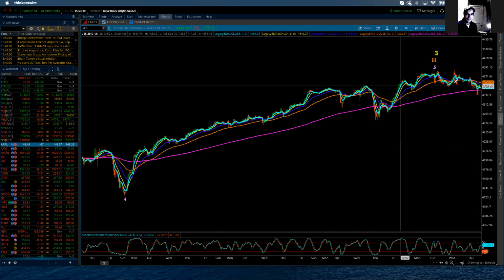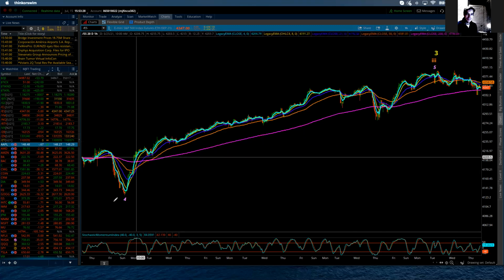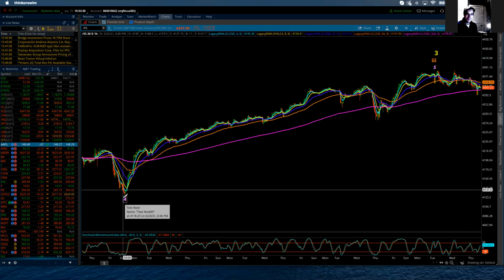But initially, we still have to allow for additional downside. In fact, the market could drop 200 points from here. The S&P could drop 200 points from here, end up down in here, and that would fit beautifully and still would be perfect and still would be corrective. It would be 4, and we still would expect a big jump up.